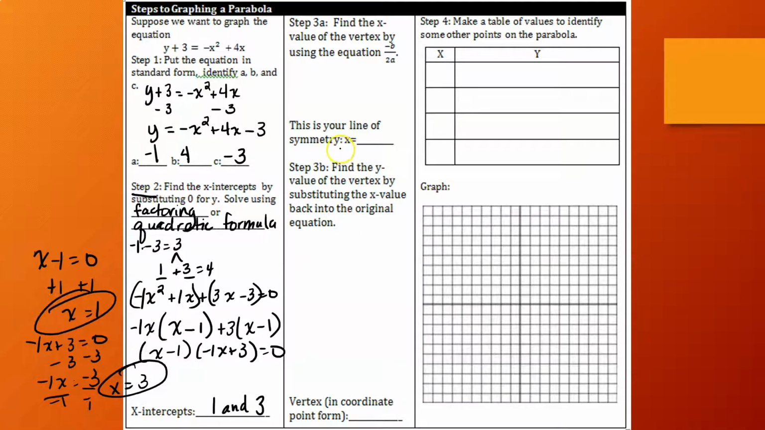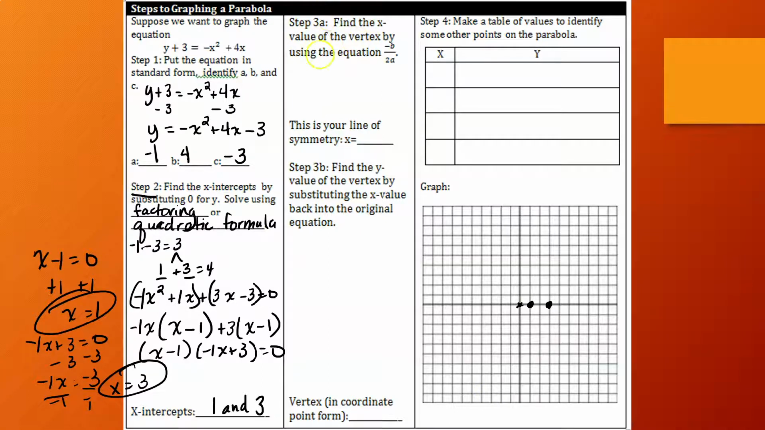So again, this is not something that's new to you. You should already know how to use factoring and the quadratic formula at this point. Here's my origin. I want to find the x-intercepts of 1 and 3 to be able to graph this. They go right there. There's 0, there's 1, and there's 3. I'm now starting to see my parabola take shape.